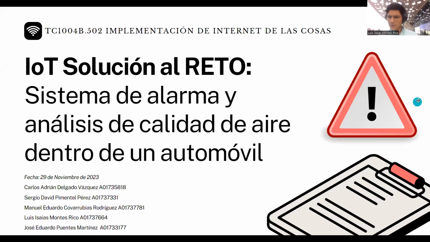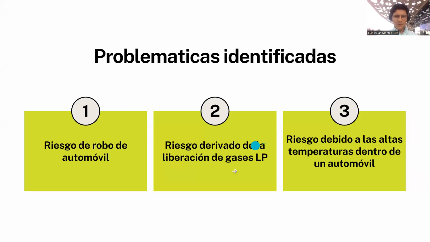Okay, so this is my solution for IoT. It's called car alarm system and air quality analysis within the automobile. So first we have three problems. Number one is theft. Number two is liberation of toxic gases derived from petroleum within the cabin. And number three is high temperatures within the automobile.